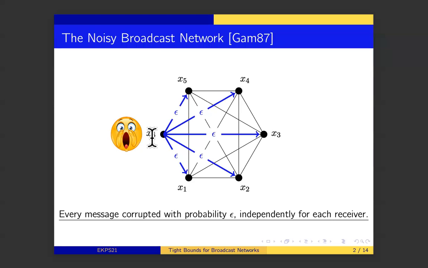For example, if this party were to send the bit 1, then with probability 1 minus epsilon, independently for each party in the system, they will receive the correct bit, which is 1. And with the remaining epsilon probability, again, independently for each party in the system, and also independently across all the rounds in the protocol, they will receive the incorrect bit, which in this case is 0. And the presence of this noise is why we call it the noisy broadcast network.